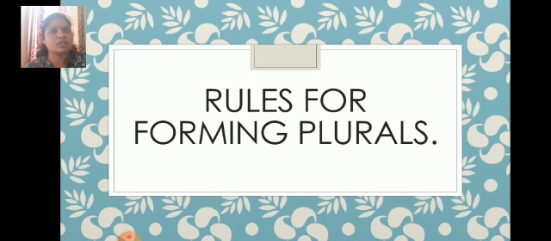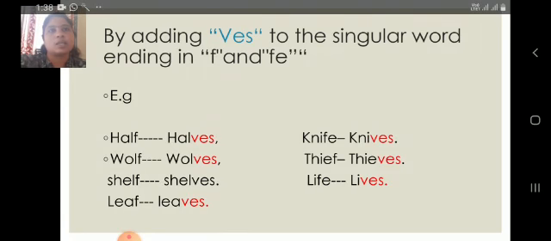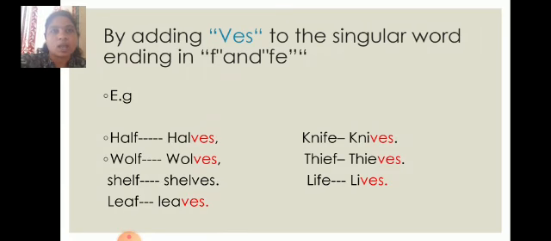If there is a consonant before y, we add ies. And if there is a vowel before y, we add only s. So today we will study some more rules for forming plurals. So let's start. Okay, the next rule is by adding ves to the singular words ending in f and fe.